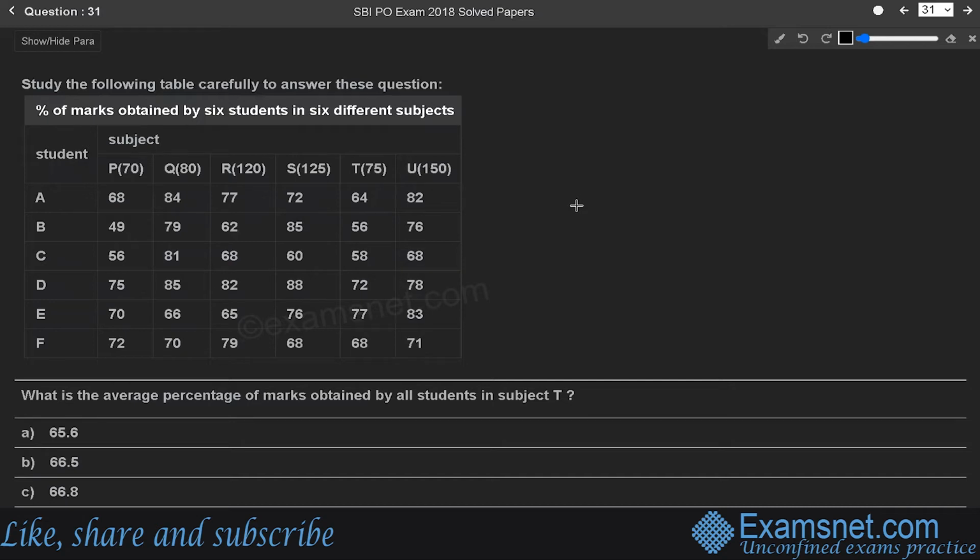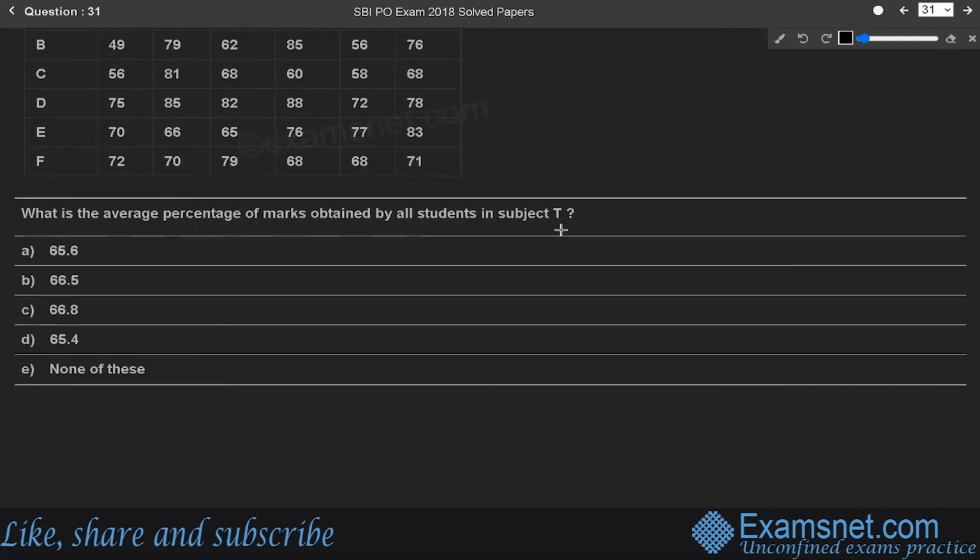Moving on to the next question. Here, the directions are different. Study the following table carefully to answer this question. Here is a table which consists of percentage of marks obtained by 6 students in 6 different subjects. Students are A, B, C, D, E and F, and there are 6 different subjects.